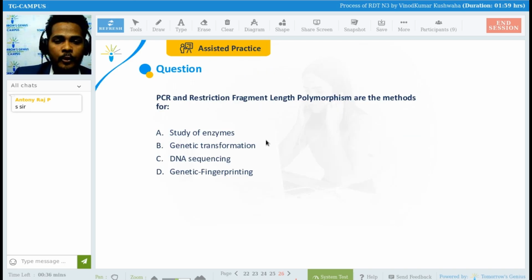Okay, so let's try this question. PCR and restriction fragment length polymorphism are the methods for the study of enzymes, genetic transformation, DNA sequencing, genetic fingerprinting.